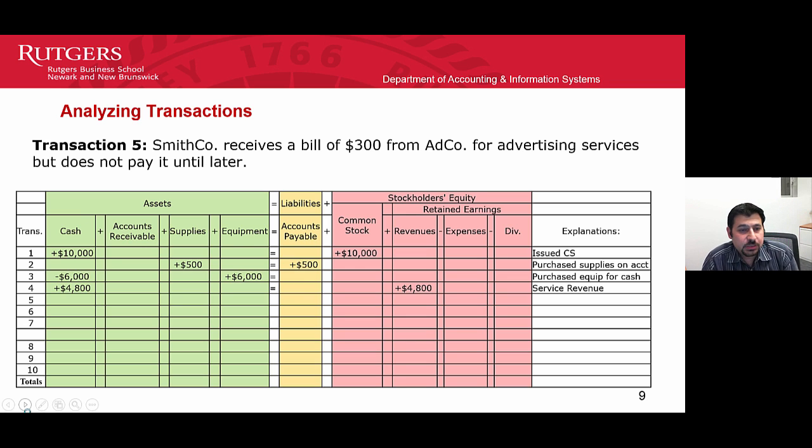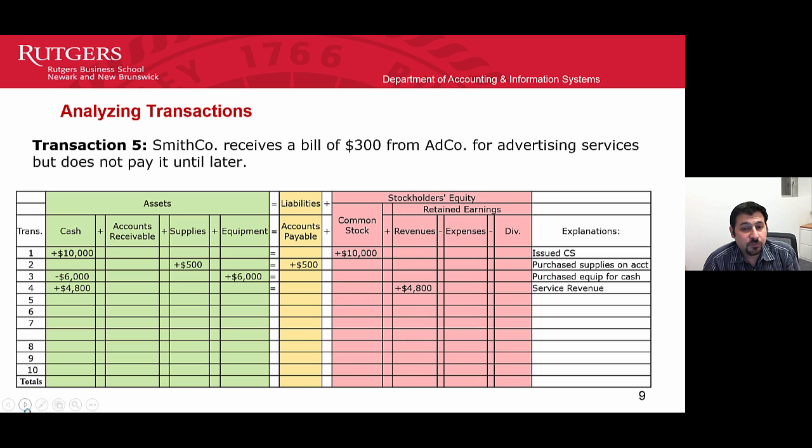Now, Smithco receives a bill of $300 from ATCO for advertising services, but does not pay it until later. So they did receive the service from ATCO. Think about it as ATCO posted an announcement for them. However, rather than paying them directly in cash, they don't pay it now. So what does it become? We have, in this case, an increase in liabilities because now the company owes ATCO $300.